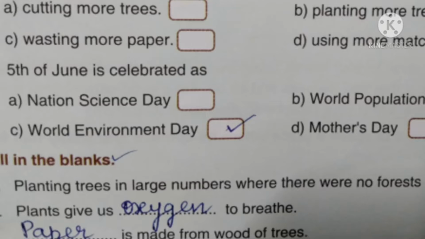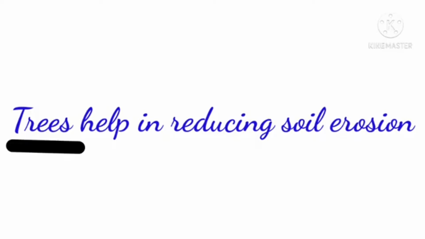2. Plants give us dash to breathe. Plants give us oxygen to breathe. 3. Dash is made from wood of trees. The answer is paper is made from wood of trees. 4. Dash help in reducing soil erosion. The answer is trees. Trees help in reducing soil erosion.